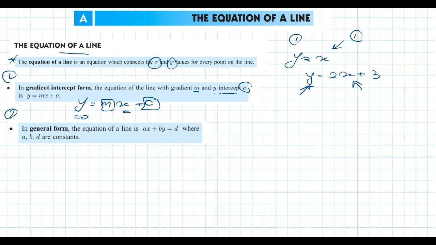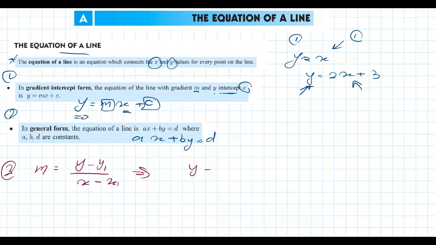After that, the second form is the general form, ax plus by equals d. I can also represent an extra form generated from the rule of the gradient. If you have m equals y minus y1 over x minus x1, it becomes y minus y1 equals m times x minus x1. And we can use this form in specific scenarios.